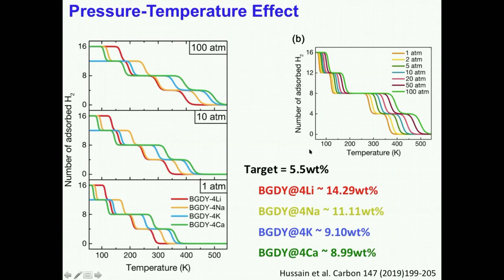The target for an ideal hydrogen storage system is 5.58%, whereas with the help of these metal dopants, we are getting 14, 11, 9, 9.10, and 9 weight percent. Now, what is this weight percent? This weight percent means, if the weight of your whole system is 100 kg, 5.5 kg should be hydrogen. So that's 5.58%. And in all the cases, we are crossing this target.